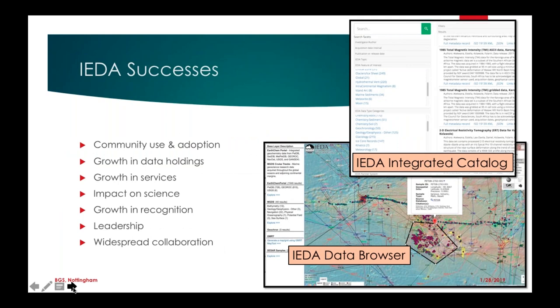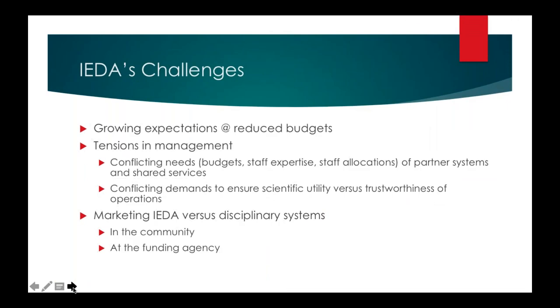In general, I think that IEDA has been incredibly successful. Here is what I consider the successes of IEDA to be. It has wide-ranging adoption in the community. It has grown data holdings substantially. New and innovative services have come up. We can demonstrate impact on science through citations that have been increasing over the years. And we have built a huge network of collaborations. But we have gone through a lot of challenges, and they've led, I think, to what is now coming up, the end of IEDA. So that's my confession in this context.